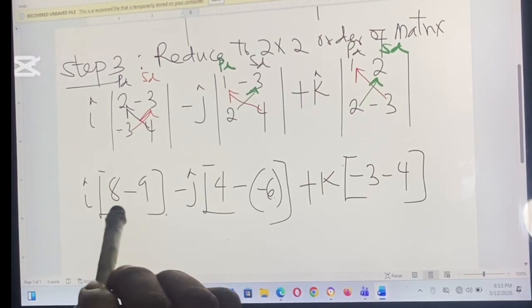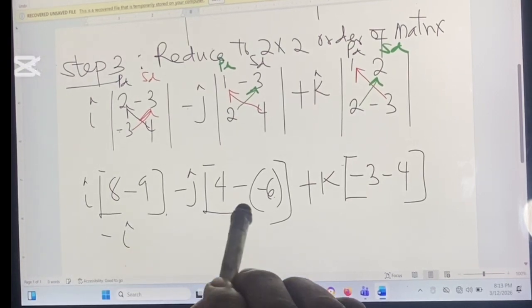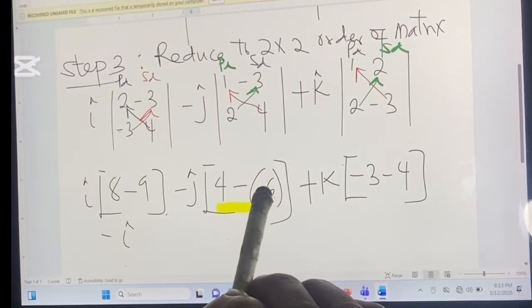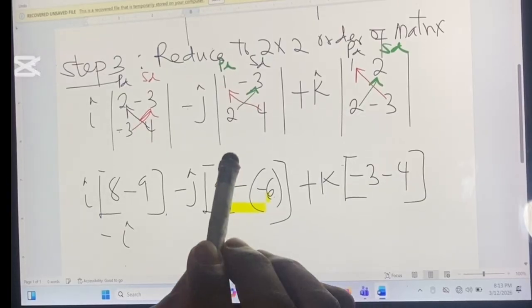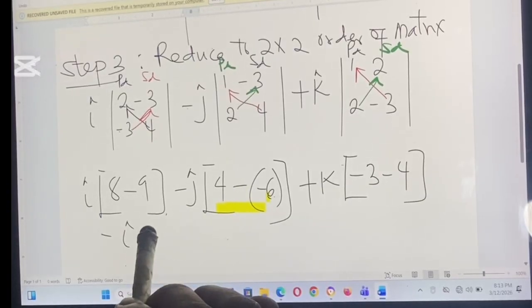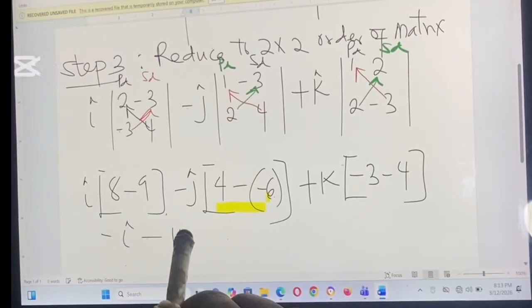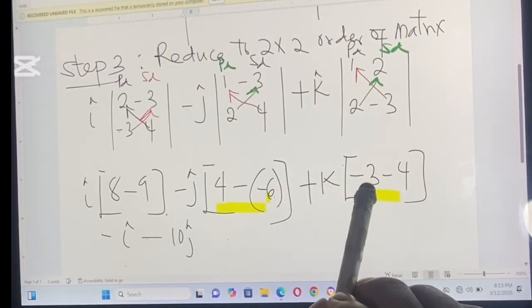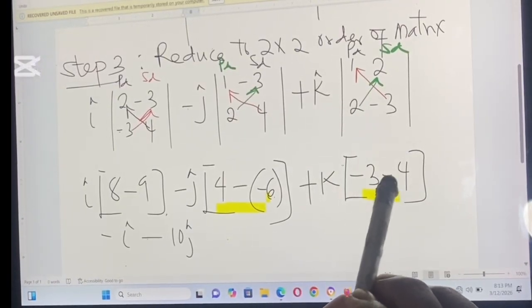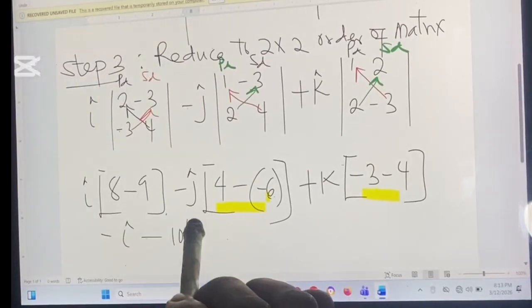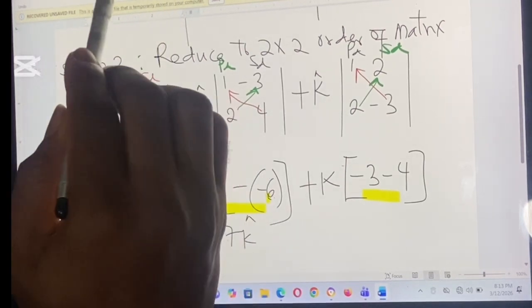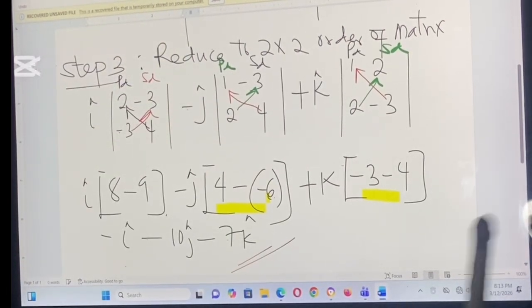Minus 1 times i will give us minus i. Now let's simplify what is inside this bracket here. Minus times minus will give us plus. 4 plus 6 will give us 10. 10 times minus j will give us minus 10j. Lastly here, let's simplify what is inside this bracket. Minus 3 minus 4 will give us minus 7. Minus 7 times plus k will give us minus 7k. So class, this is my answer here. A cross B will give us minus i minus 10j minus 7k.